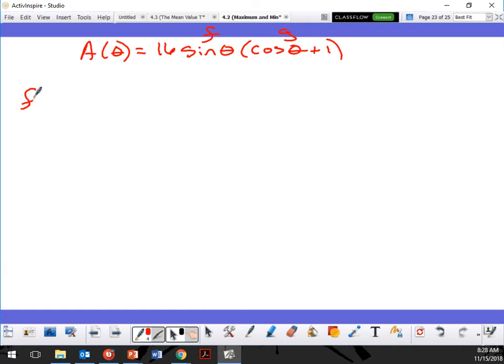So F prime, what's F prime? What's the derivative of sine theta? Cosine. Very good, cosine theta. But what's in front of it? 16. So it's going to be 16 cosine theta. Next one is G prime. What's the derivative of cosine? What's going to happen to that plus 1? It disappears, it goes to 0. So the derivative is just going to be negative sine of theta.